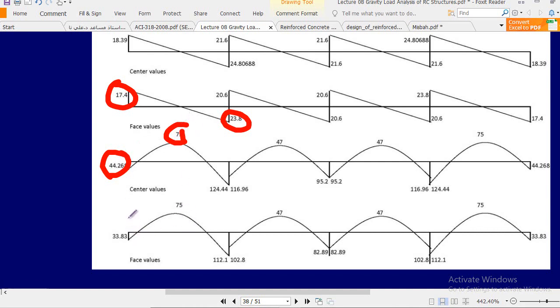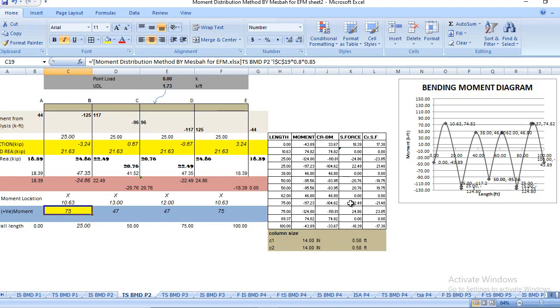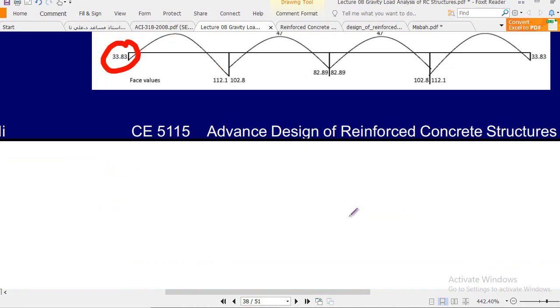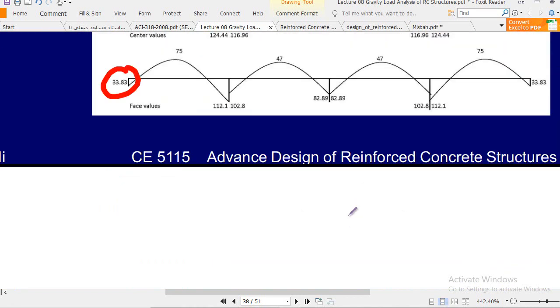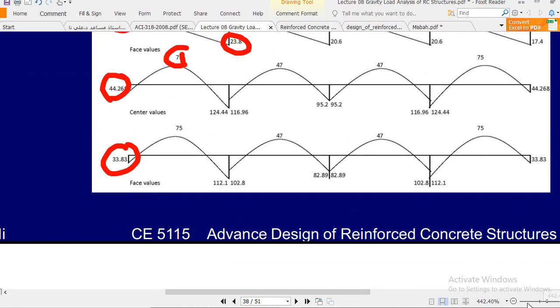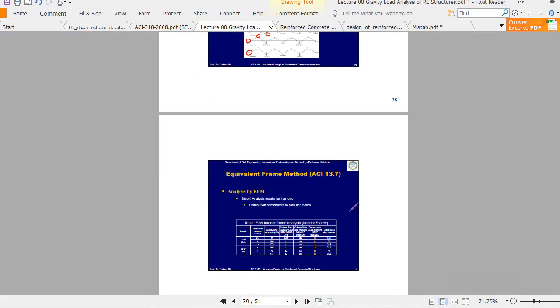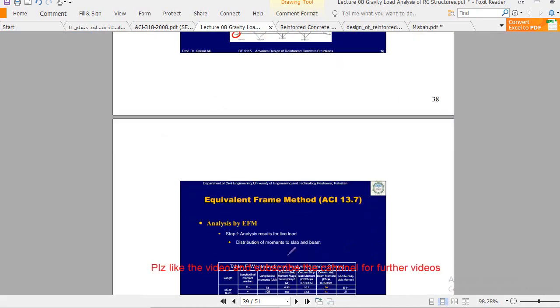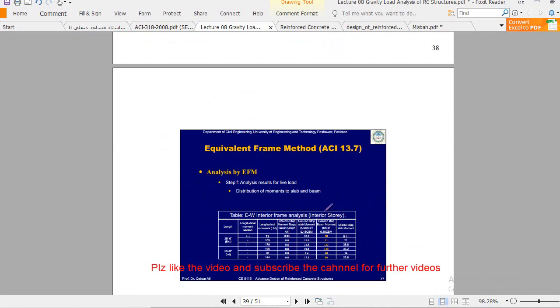So 44, now you find the fast movement in the same way as we did in lecture number 6. So you got the same value right here, 33.67, and similarly for the rest of the values. Clear? So this is how they did this analysis. Okay, and similarly for interior story. Okay, this is for interior story.